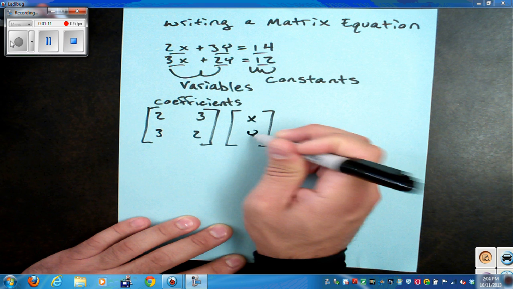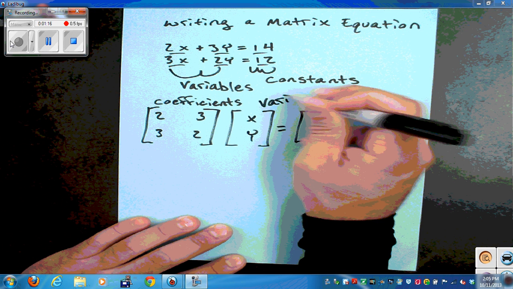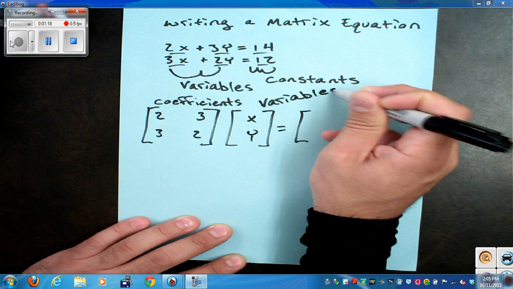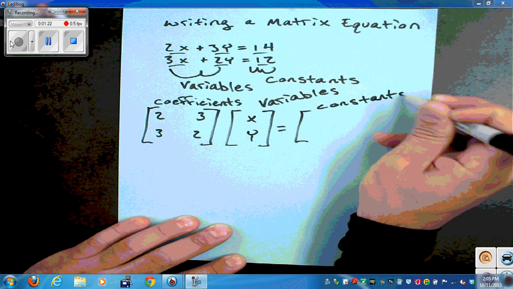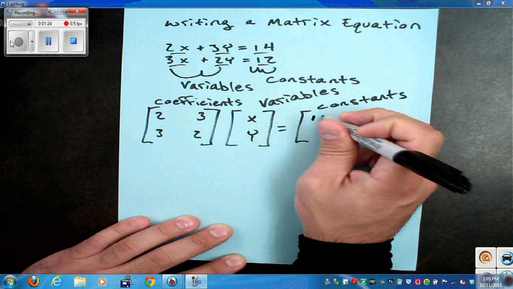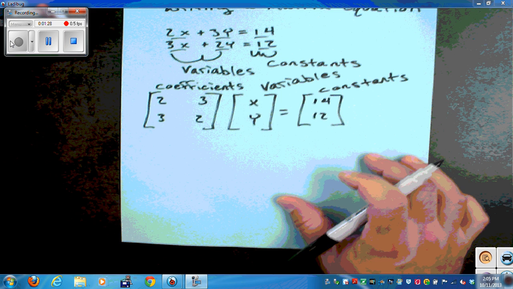And then your third matrix are your constants, or what they're equal to. So 14 and 12. Fairly simple. It's going to be like that every single time.